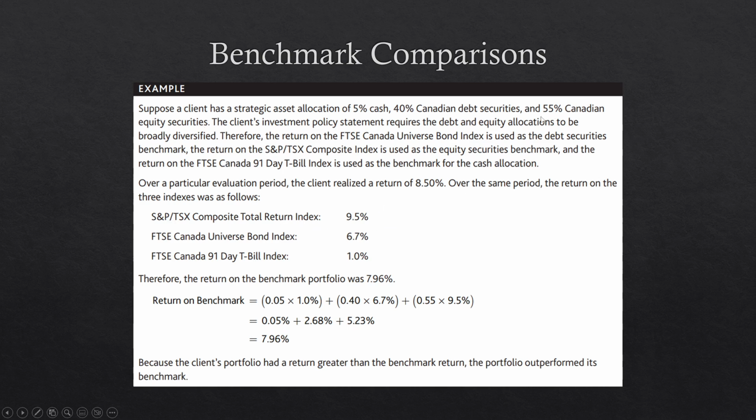And so you just do a weighted return. So 5% times the 1% plus 40% times the 6.7%, and then the 55% times the 9.5%. And that will give you the benchmark return. So that's what you would compare your portfolio against, since that's the strategic asset allocation. You'd want to compare it to basically an 8% return. If it is above that, the portfolio outperformed the benchmark. If it's below, it underperformed.